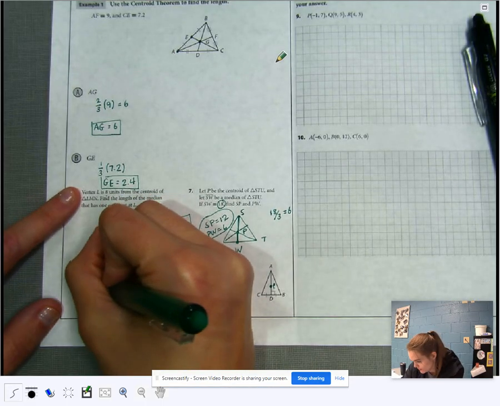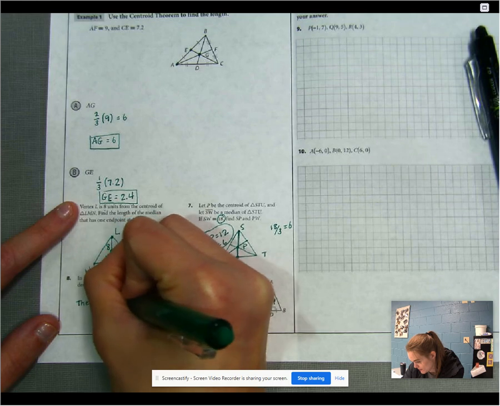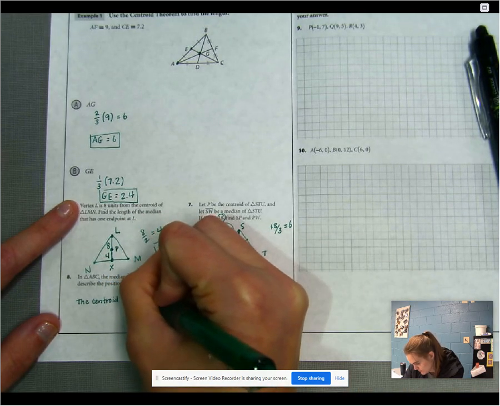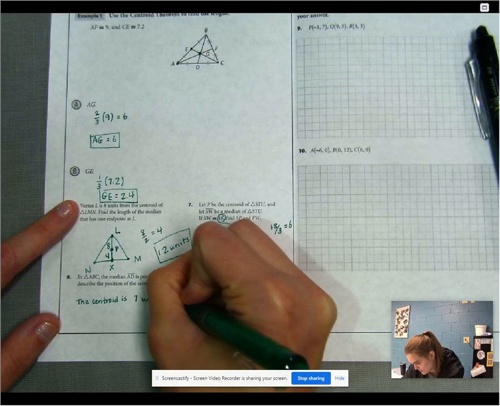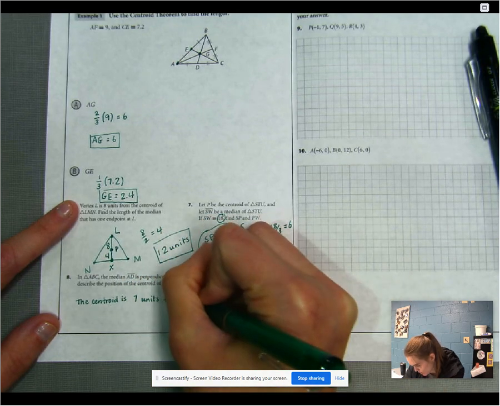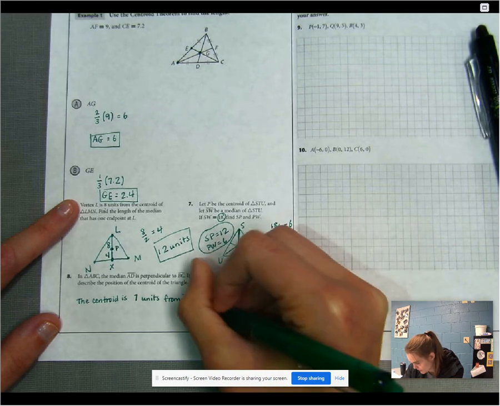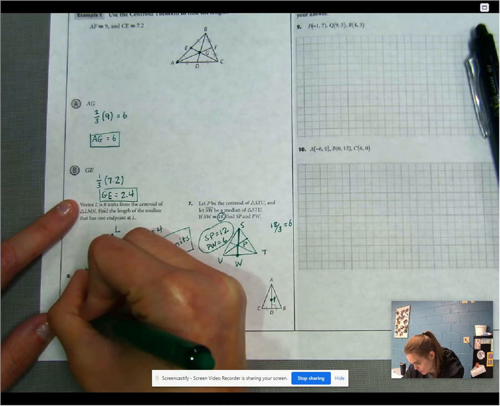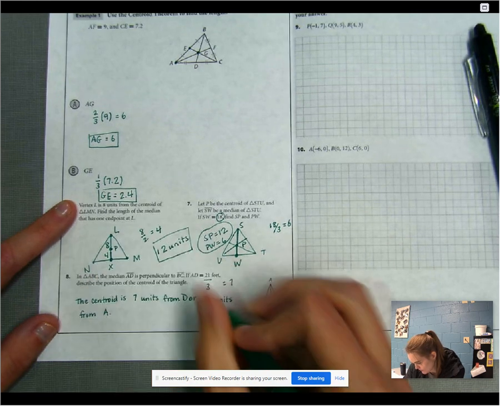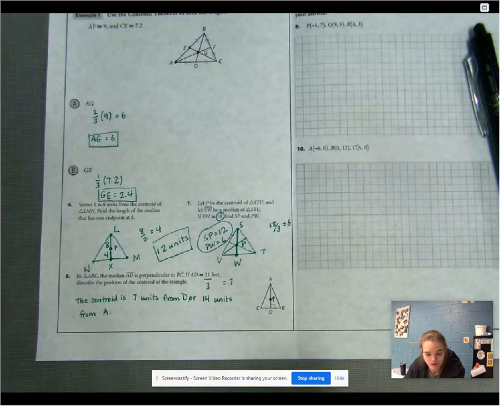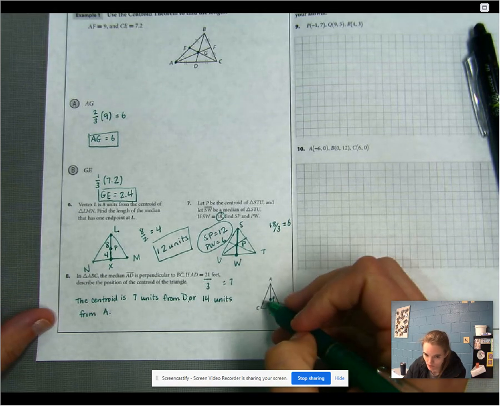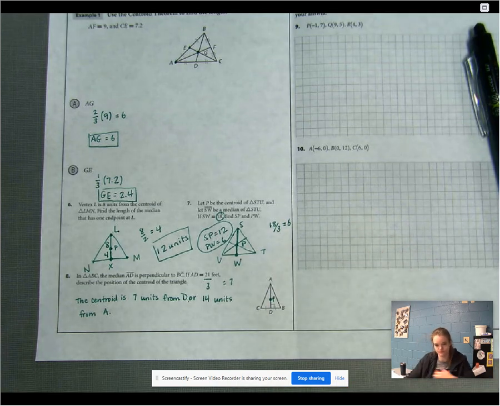That means the centroid is 7 units from D, or 14 units from A. You only have to have one answer. You don't have to have the "or." You could have this one or this one. You don't have to have both. But it's the idea of the 2/3 part. This part is 1/3, this part is 2/3. Okay?